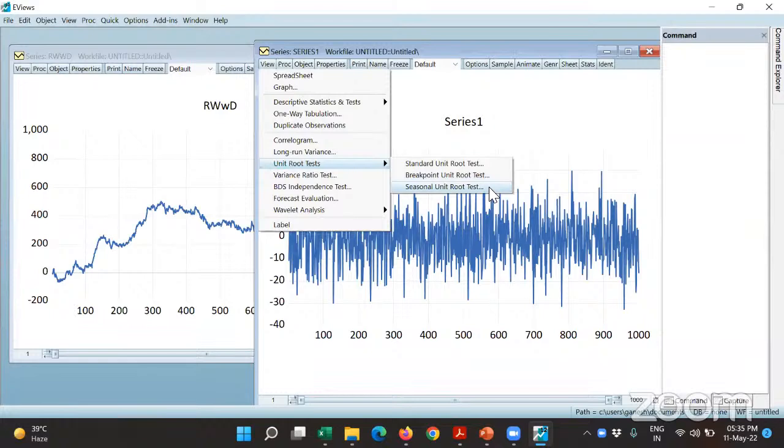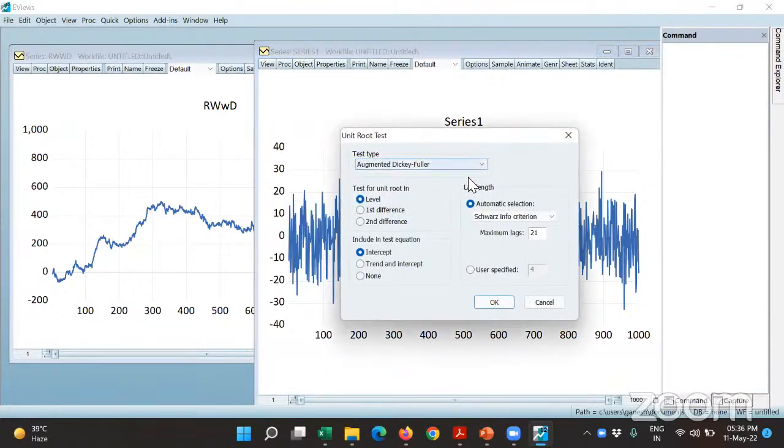Here I don't have any seasonality, but of course in some economic time series you will have seasonality as well. For example, for money supply you have a busy season and a slack season. So you classify your data set into certain seasons, and as a result you need to go for the seasonal unit root testing as well. So here I go for the standard unit root test.